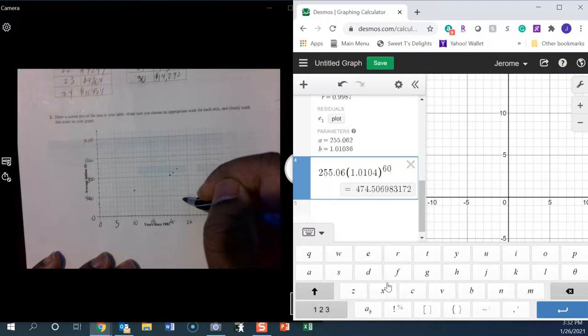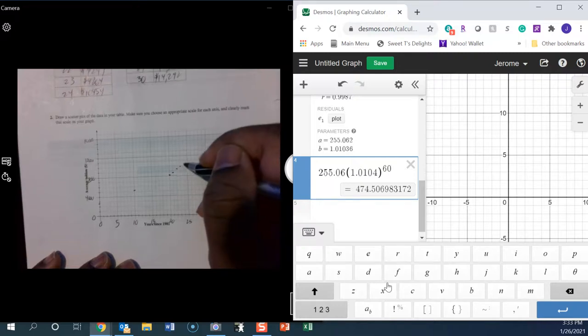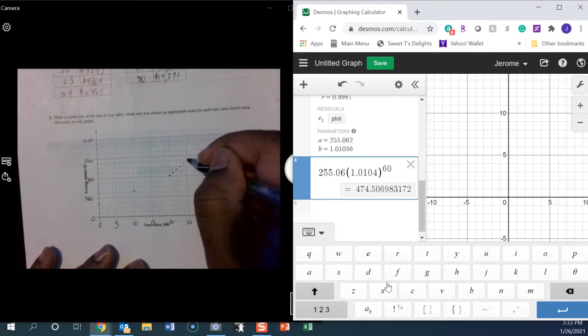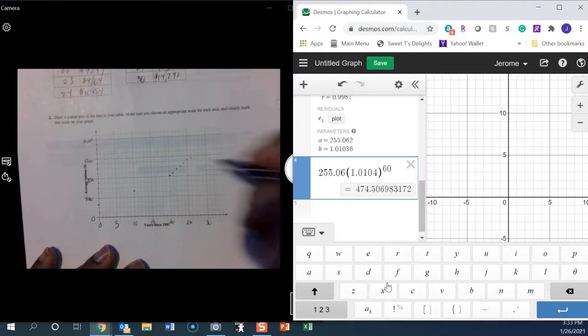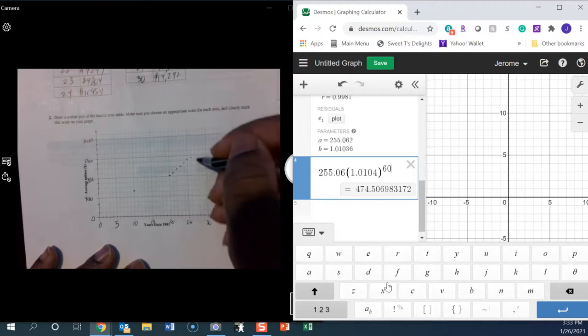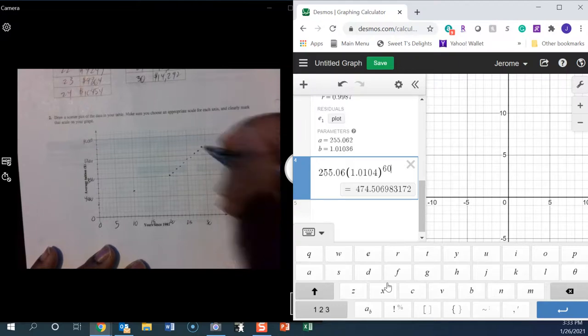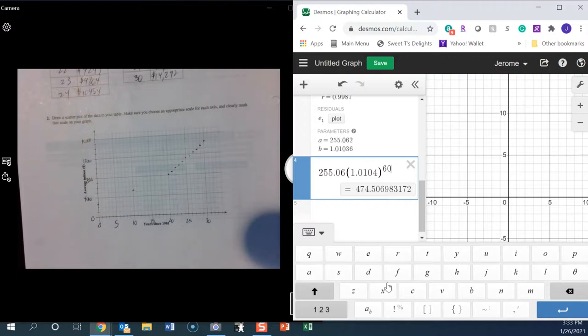23 will almost be close to 10,000. 24 is a little over 10,000. Let's see, almost halfway between 10 and 11. 25 would be a little over 11,000. 26 would be almost in the middle here. 27 would be a little over 12,000. 28 would be close to 13,000. 29 would be in the middle, just about. And then 30 would be a little over 14,000. So there's our scatter plot. So now we move on to the next page.